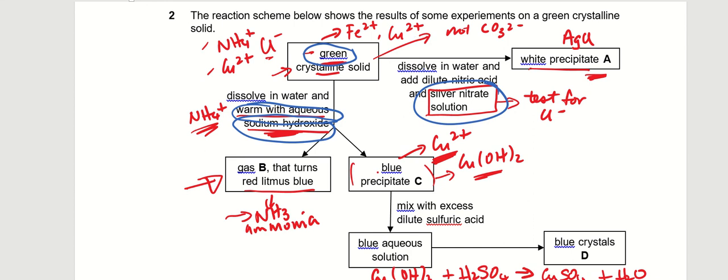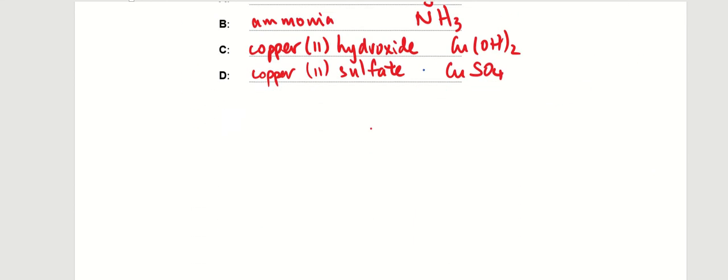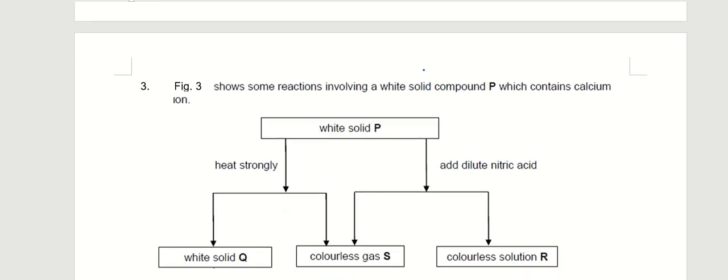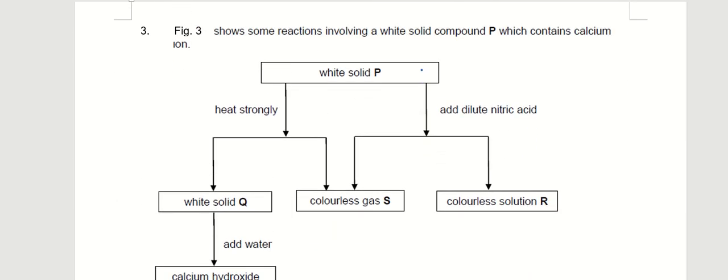Okay, let's do one last question before we wrap up this first part. This one will be slightly different, so let's see whether we can figure out the unknowns. Figure 3 shows some reactions involving a white solid compound P, which contains the calcium ion. Here they already tell you it contains the calcium ion, so automatically we can write Ca2+ up here.